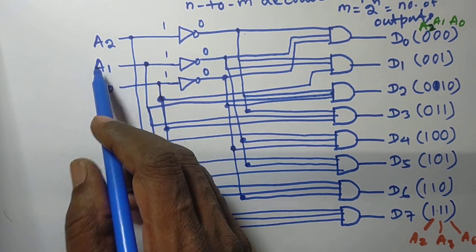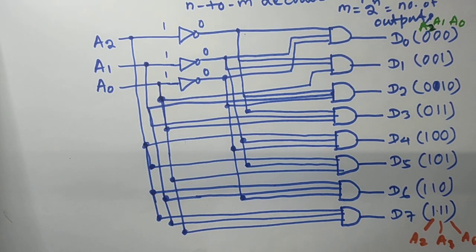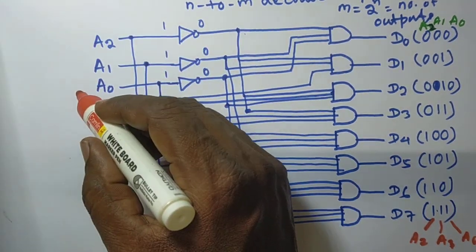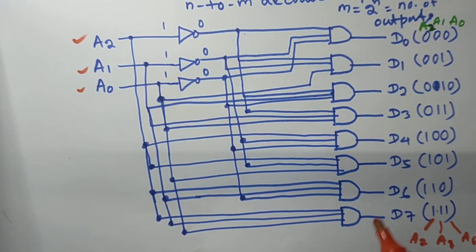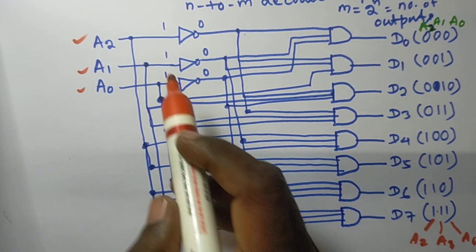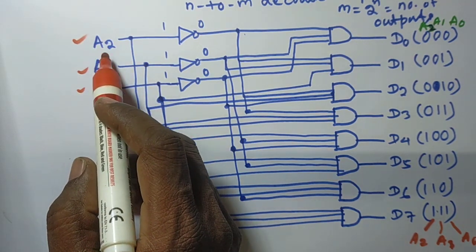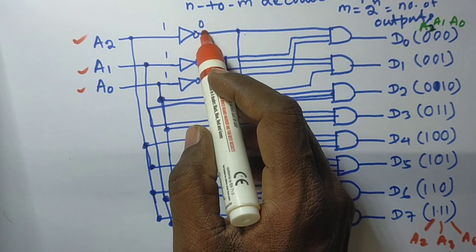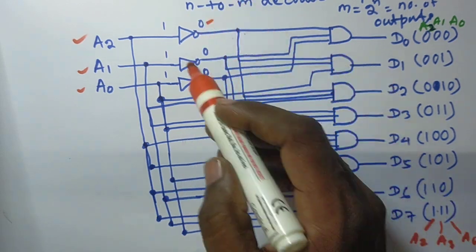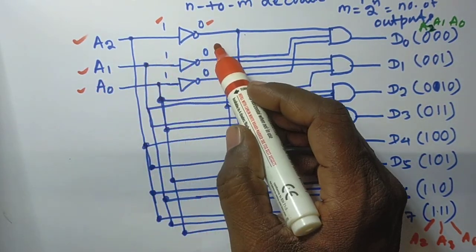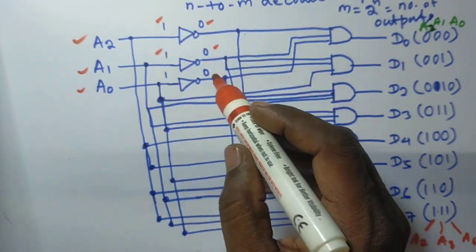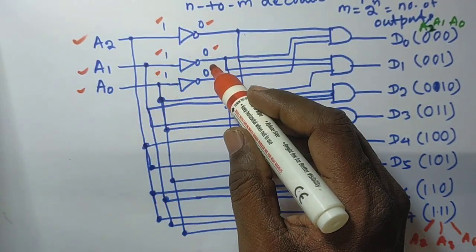So whenever we consider A0, A1, A2, we find there are 3 inputs. These 3 inputs provide data to create 8 outputs. Whenever A2 provides a 1 value, after the inverter it will be 0. Similarly A1 provides a 1 value, it will be a 0 value after the inverter. Similarly A0 is 1, it will be 0.